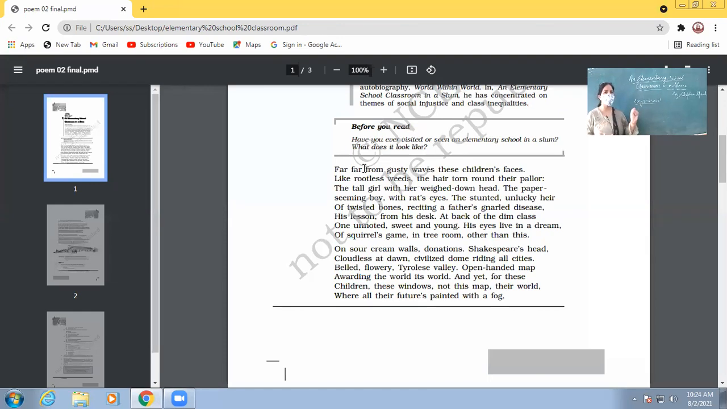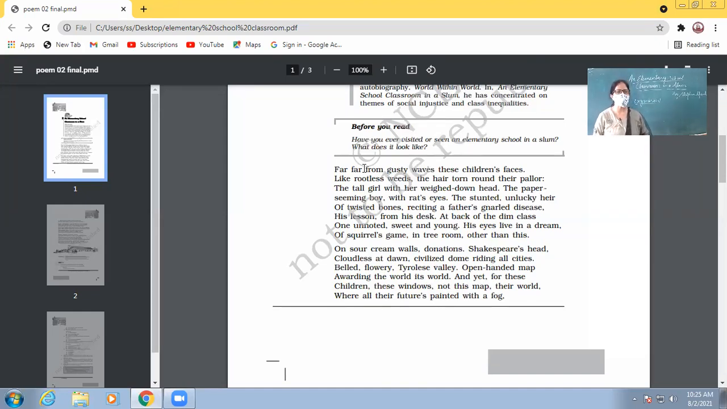So in one line, there are three poetic devices. One is far, far, that is repetition. And second is like rootless weeds is a simile. And third, rootless weeds is an oxymoron. Okay, three poetic devices in one. So you have to take care when the examiner is asking you like rootless weeds, then simile, only rootless weeds, oxymoron.